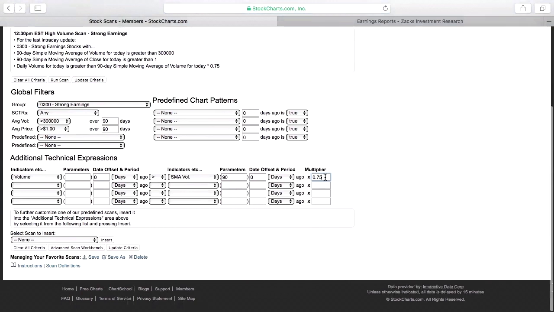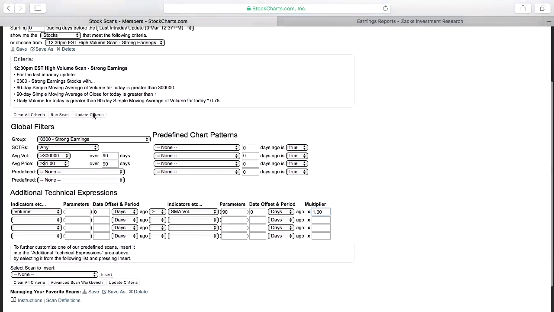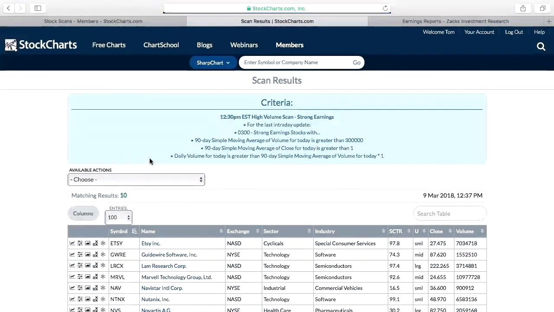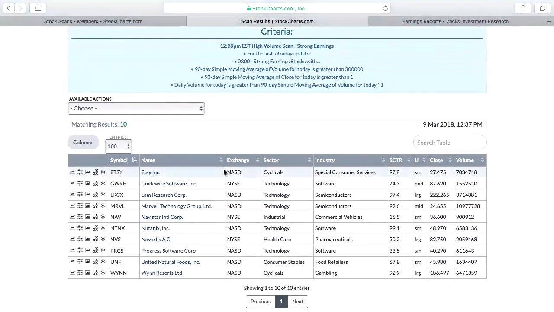I've got 0.75, but I'm going to make it higher. I'm going to say, give me all the stocks in my strong earnings chart list that have already done their average volume over the last 90 days today. So if their average volume is 1 million shares, they've already done 1 million shares today. Then I'm going to update criteria. Now you can see that average volume times 1 is up here, and I'm going to run this scan. So now this will tell me which of my stocks have already done their average volume. There are 10 out of 260. And here it is.